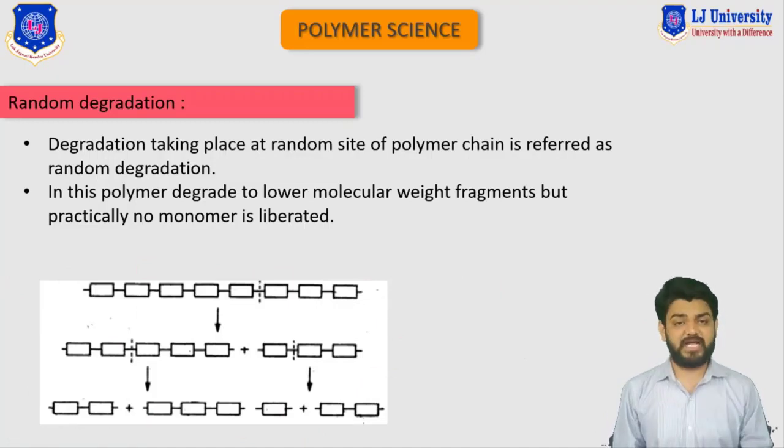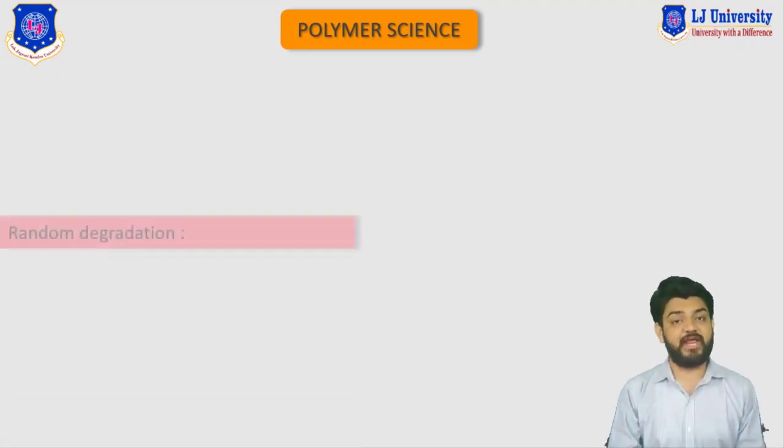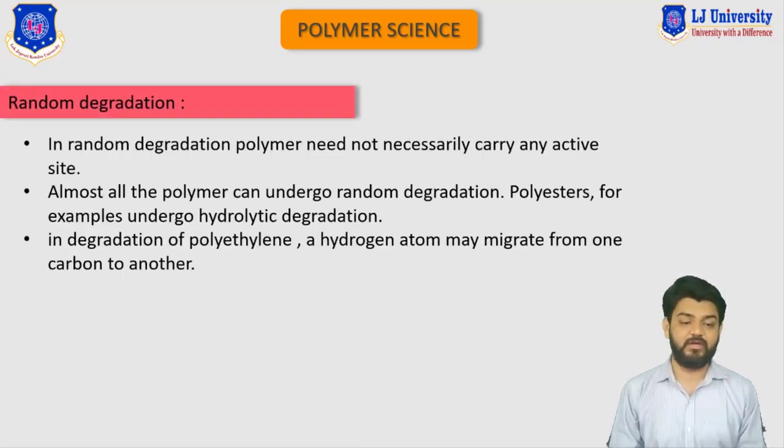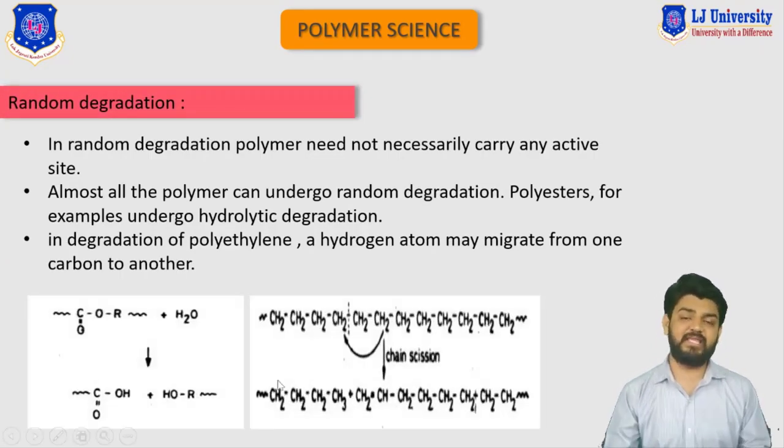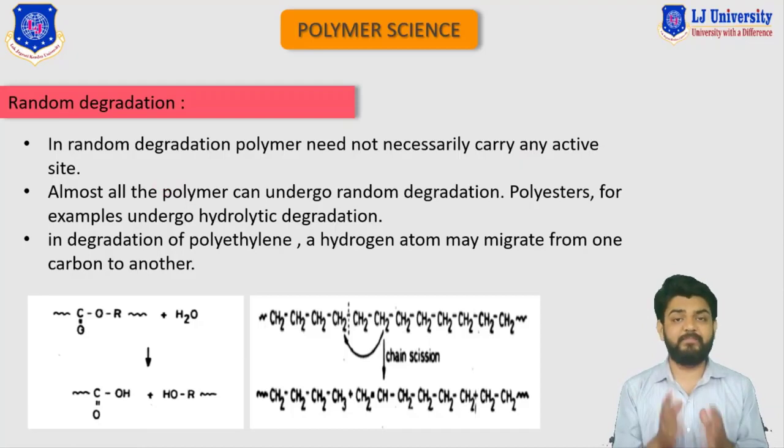Now let's understand a practical example of this random degradation process. You can see here I have taken the example of a polyester like this. When this polyester starts to degrade in a random fashion, it will produce molecules like this. In random degradation, the polymer need not necessarily carry any active site, which means that to undergo random degradation, the polymer does not require any active site.